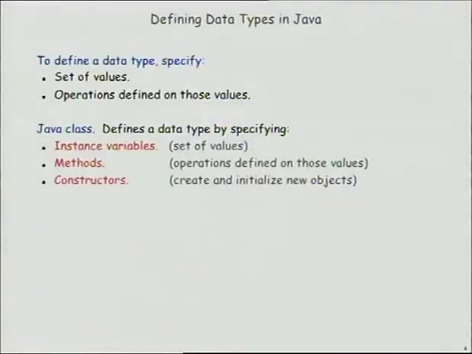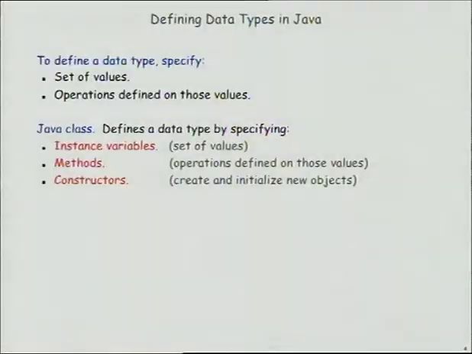Now in Java, we want to define data types. And again, I have emphasized this many times and I'm going to say it again. A data type is a set of values. With a data type, you associate certain values and then you have operations defined on these values. And that's what we want to do.